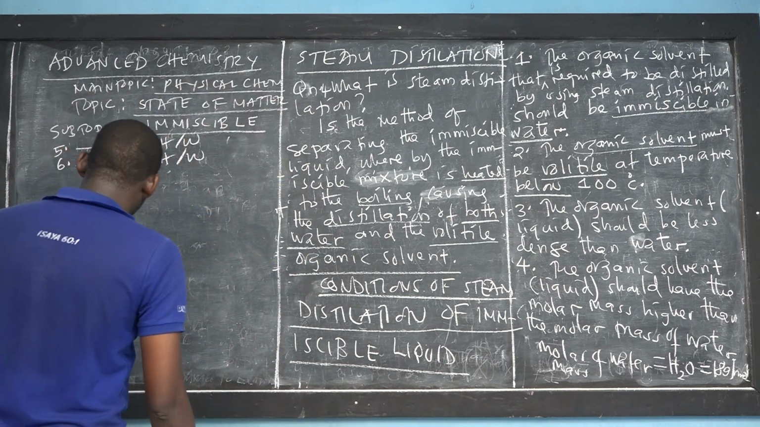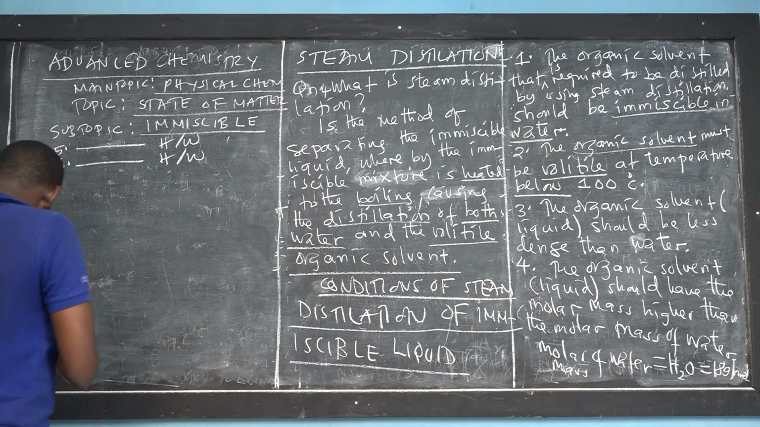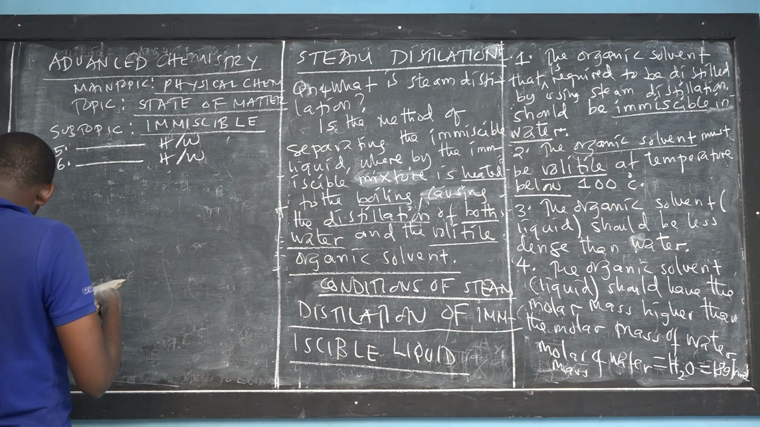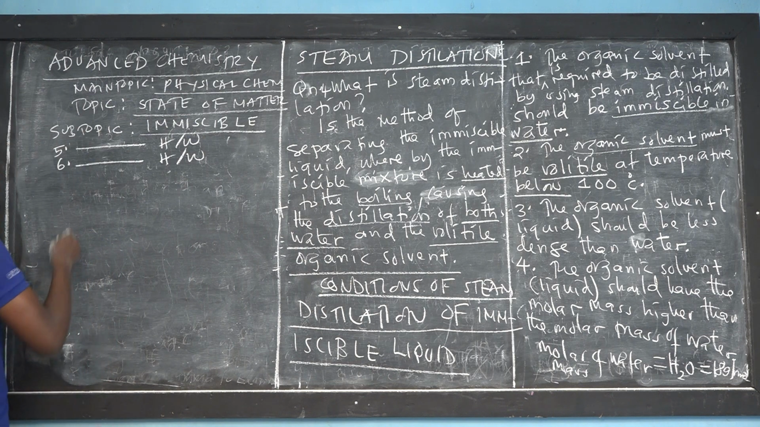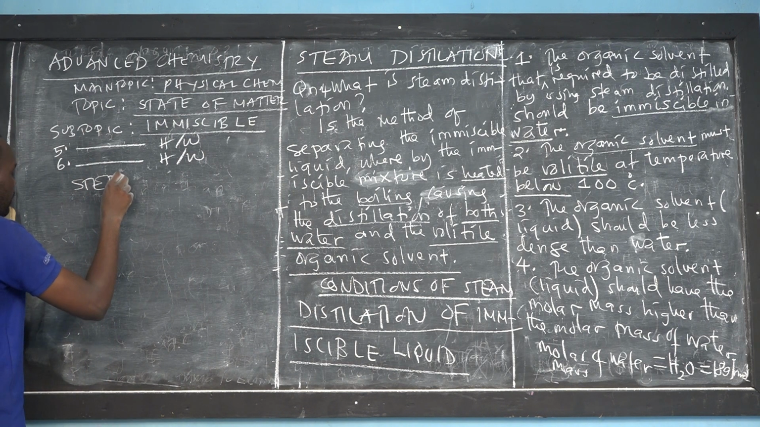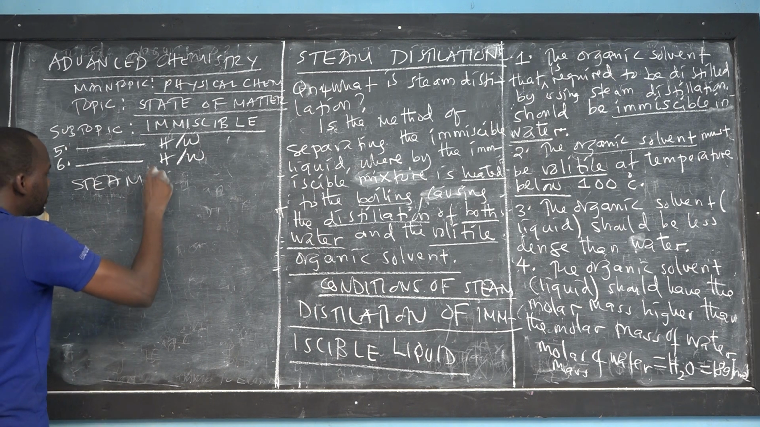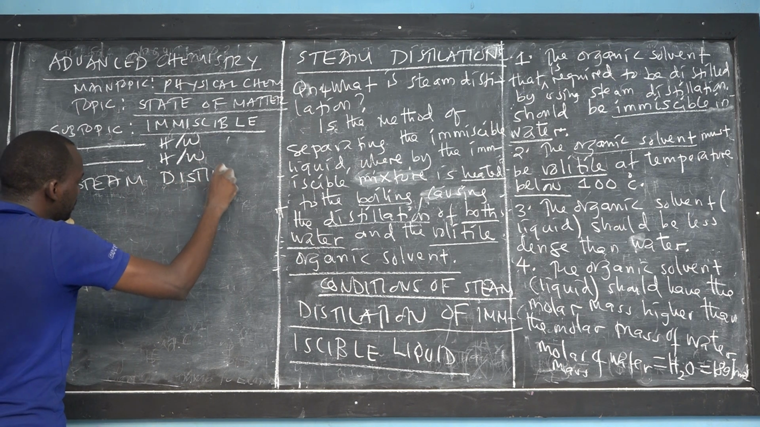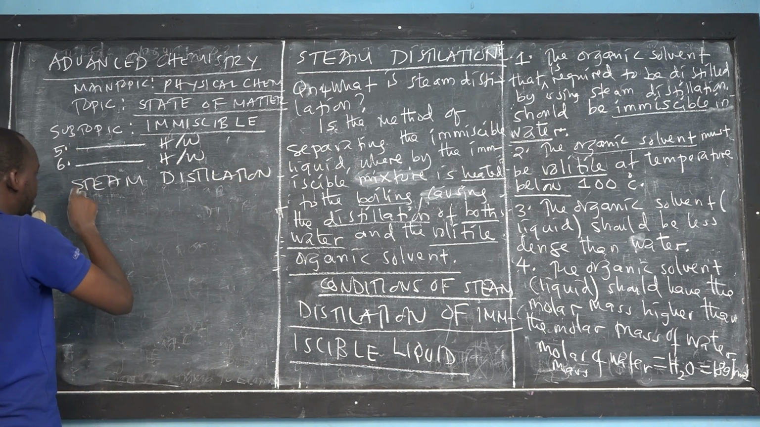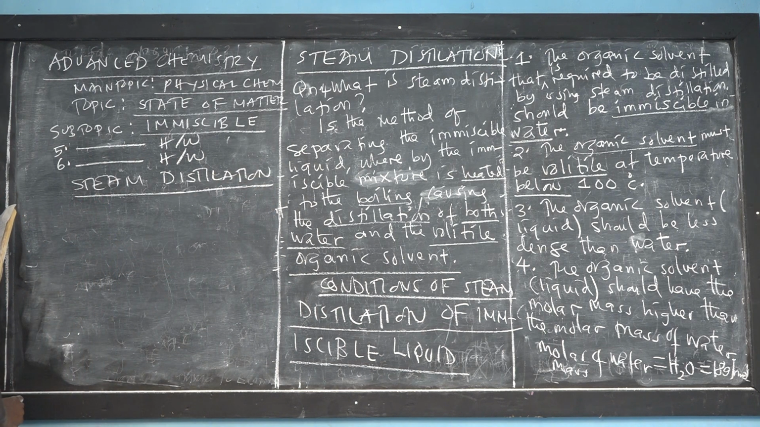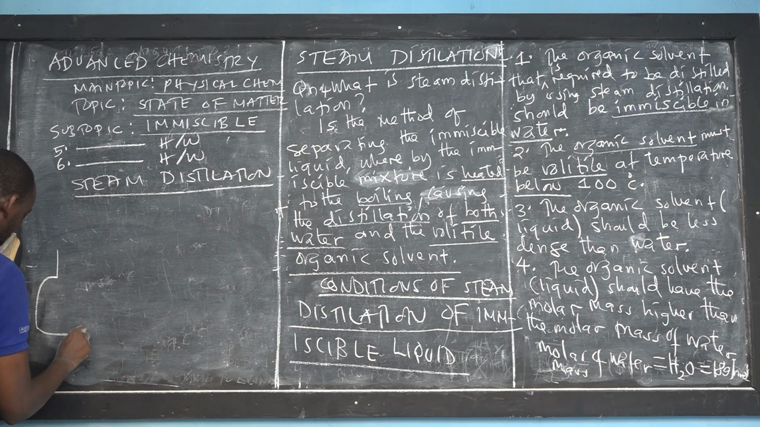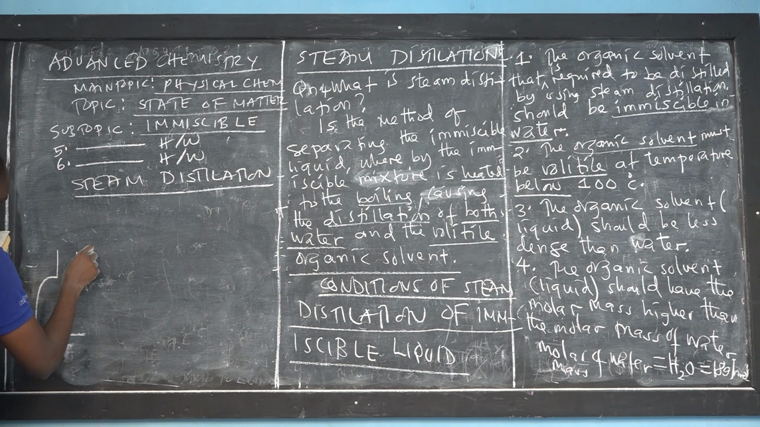Next, I have to teach you and show you how this process is carried out. The demonstration of steam distillation, the diagrams showing the steam distillation. As we say, there are several stages that have to be taken into consideration. So now I'm going to draw for you how we can carry out steam distillation in the chemistry laboratory.